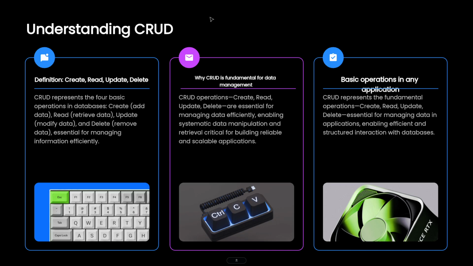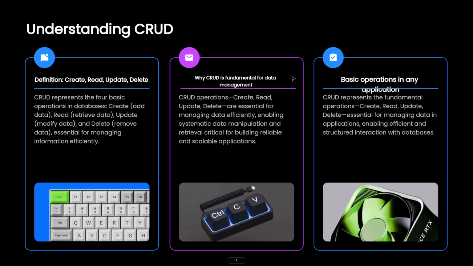The next topic is understanding CRUD. Definition: create, read, update, and delete. C for create, R for read, U for update, and D for delete. CRUD represents these four basic operations in a database. Create tells about adding data into the database. Read retrieves the data from the database. Update modifies the data in the database. And delete removes data from the database, essential for managing information efficiently.